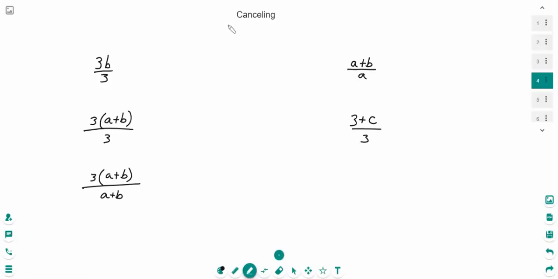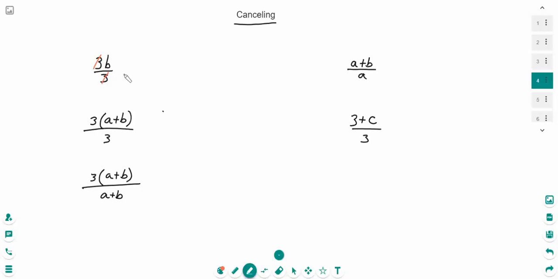All right, well, let's move on now, and we'll talk about canceling. Let's take a look at this problem here. 3b divided by 3. This should look familiar because we see this a lot in equations, and we should already know how to deal with this problem. But just for the sake of the argument here, let's go through it. So 3b over 3, we know that we can cross out the two 3's, right? The 3, in a sense, cancels out the 3 in the denominator, right?